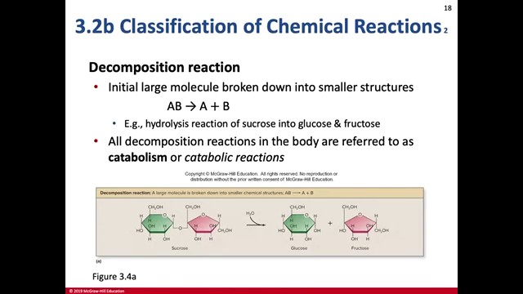And when that cracking occurs, the energy that comes out is used to do work. An example here is the hydrolysis of a molecule of sucrose. This is table sugar, what you buy in the store and put in your coffee. When we hydrolyze this, we take a water molecule and use it to crack the connection between these two rings, and we generate a glucose and a fructose molecule. And there's energy that comes out of that reaction.